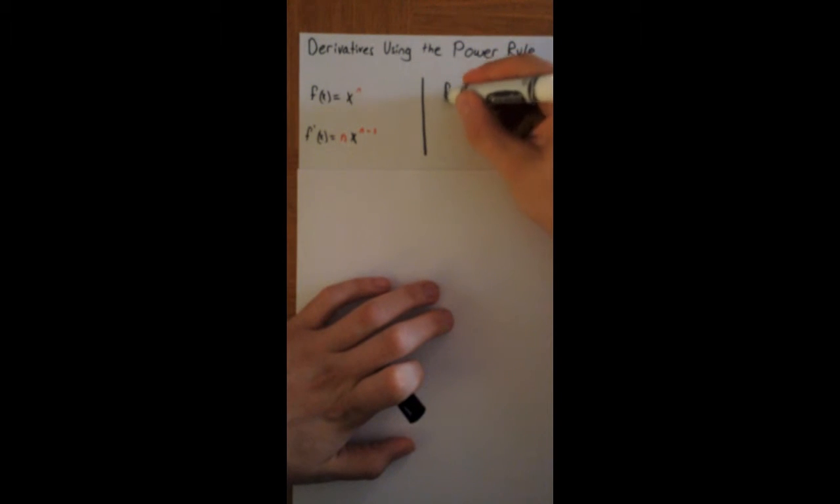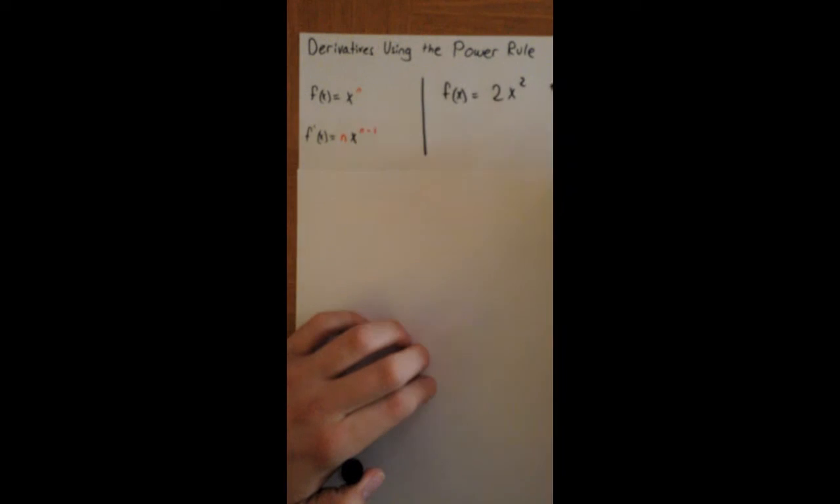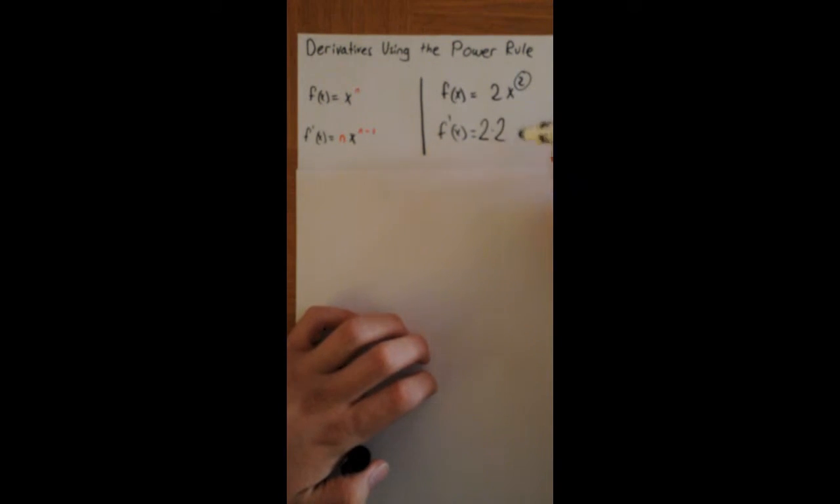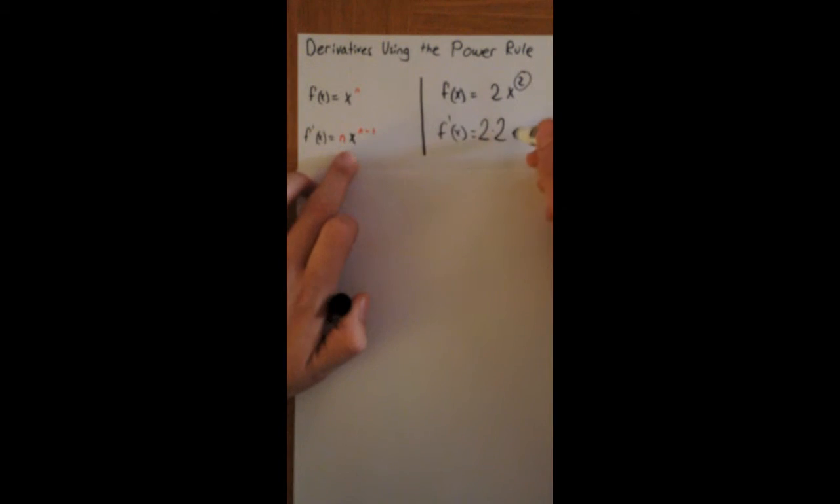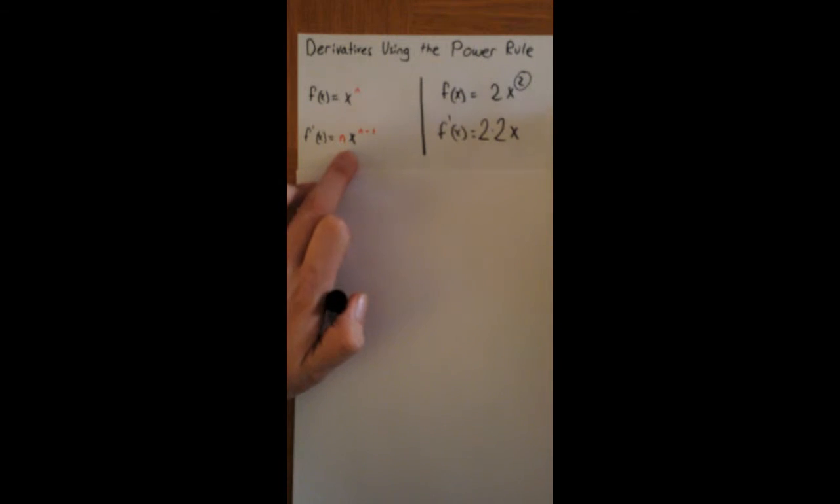Let's say that our f of x is equal to 2x squared. Now in this situation, our n power is going to be 2. So to find f prime of x, we'll take that 2 and bring it down front: 2 times the 2 that was already here in front of our problem. Now we'll want to take x to the n minus 1. Well, if n is equal to 2, we'll want to do 2 minus 1.